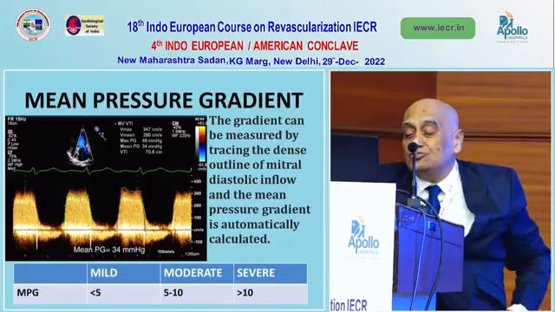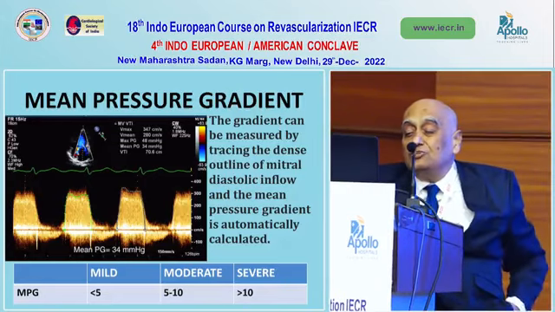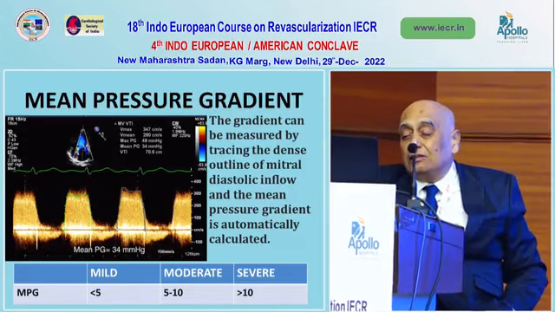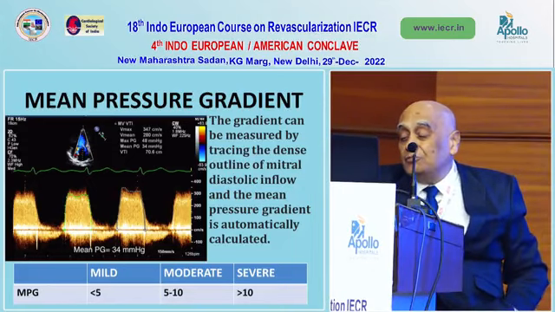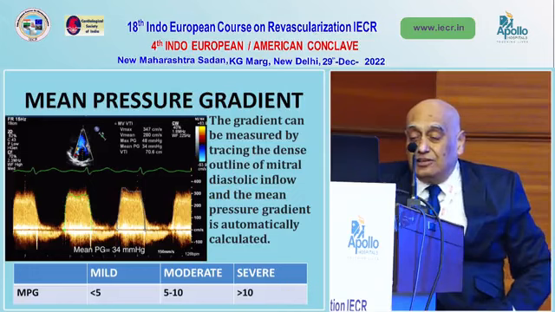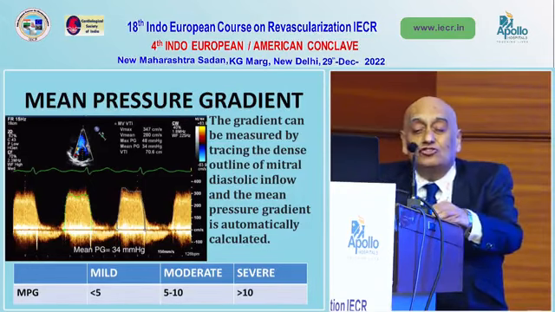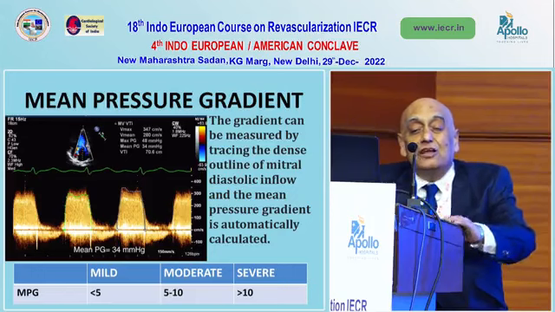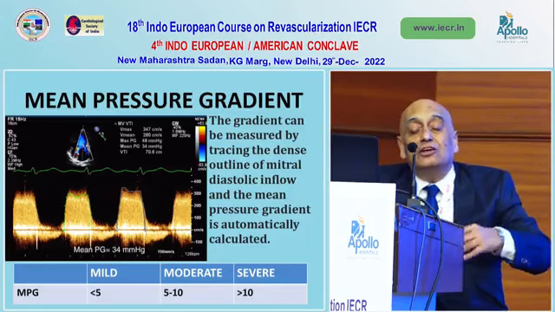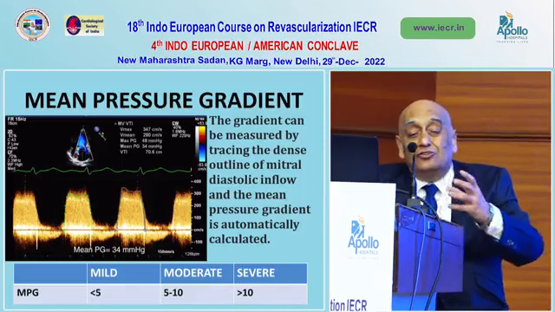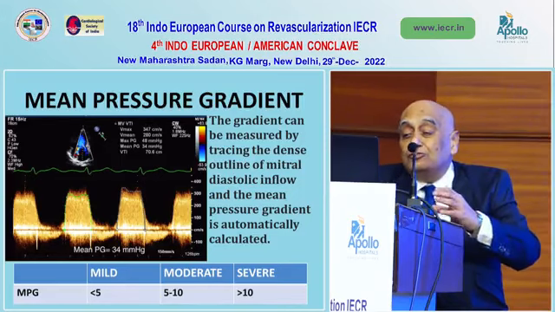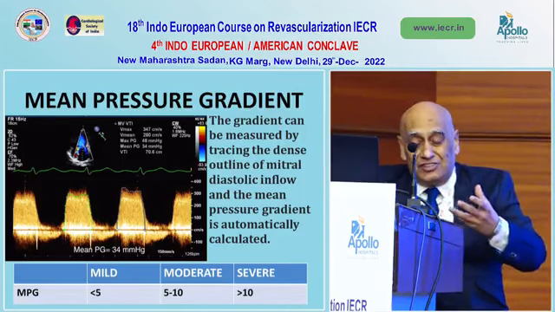5 is mild mitral stenosis, 5 to 10 is moderate MS, and severe MS is a mean pressure gradient of more than 10. But you must understand that these gradients go on changing, and for the same orifice area there could be multiple gradients. Therefore, you have to see what the hemodynamics are.